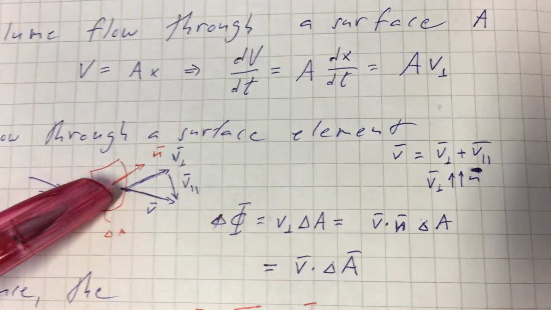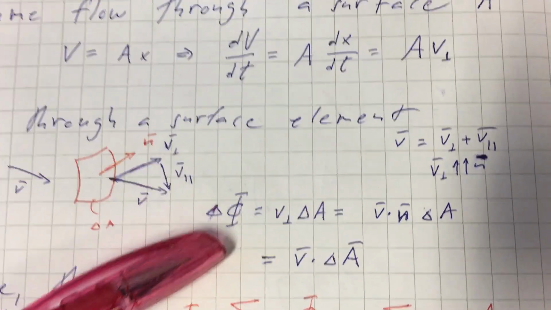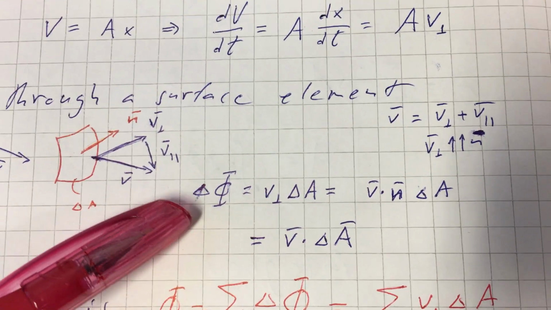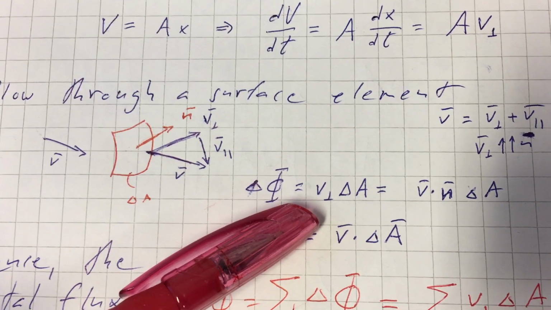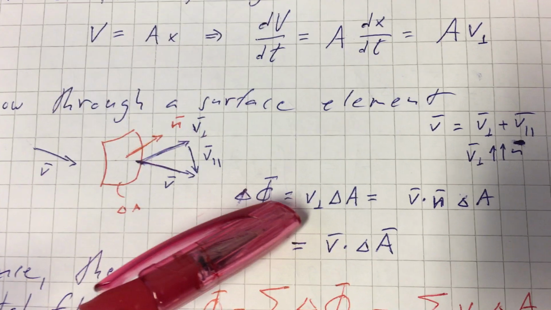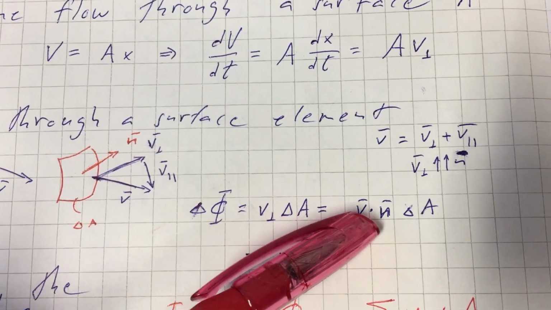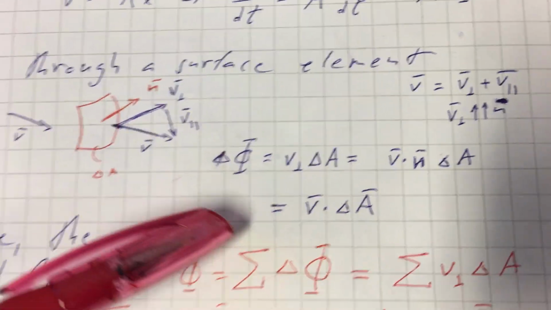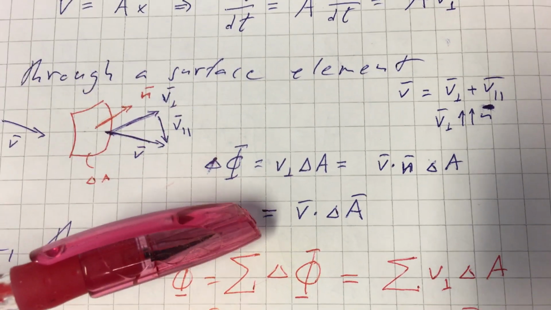So if you define the flux through the surface element as the perpendicular velocity times area, it's like this. So the flux is the perpendicular component of velocity times the surface element, and this can be written as the dot product between the velocity and the unit vector times the surface area. So this is actually a dot product between the velocity vector and the surface element vector.